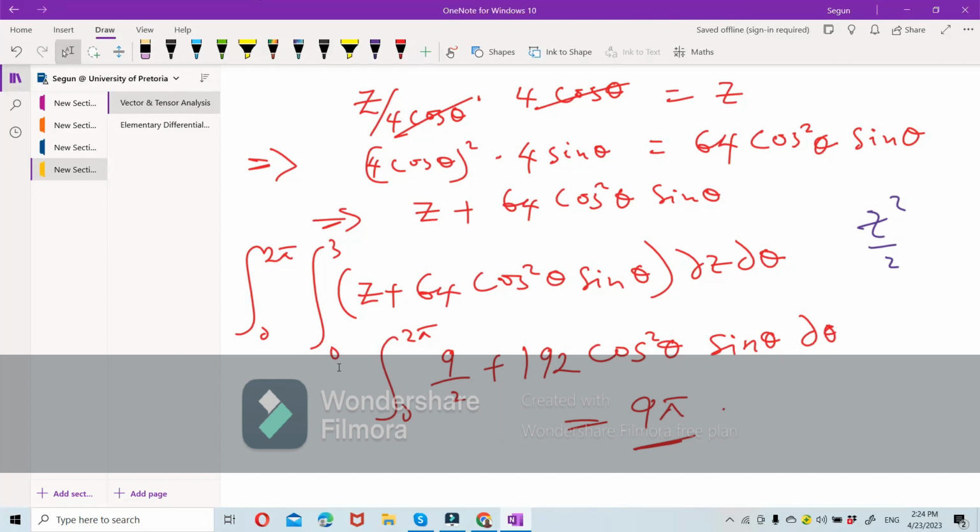So the next thing is just to integrate with respect to theta. You know, when you integrate the first one with respect to theta, we have 9/2 theta plus, then integrate this one. So by the time you integrate it, you have this. Substitute your 2 pi, you have this one.